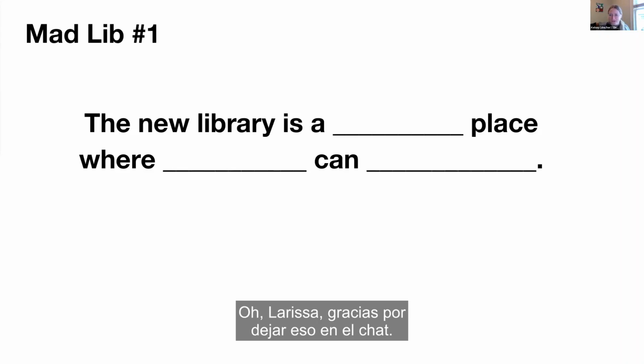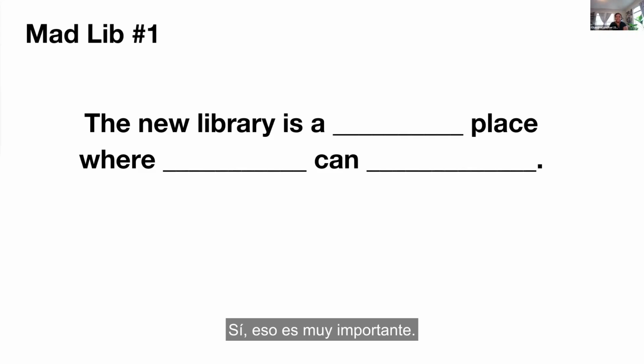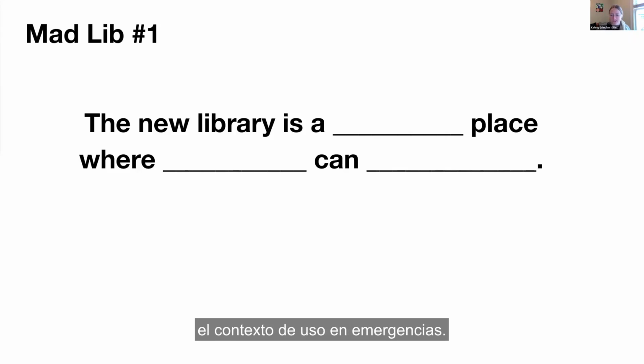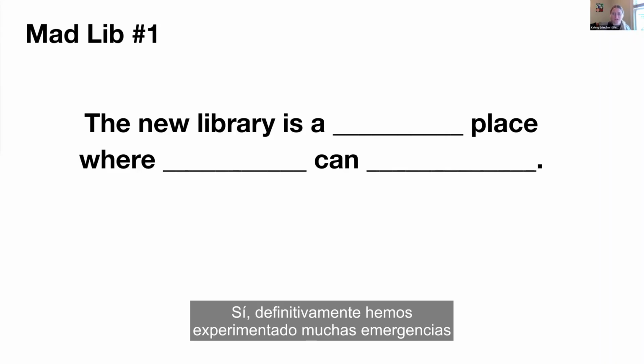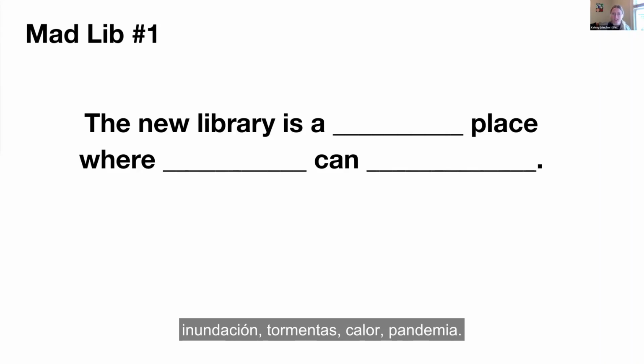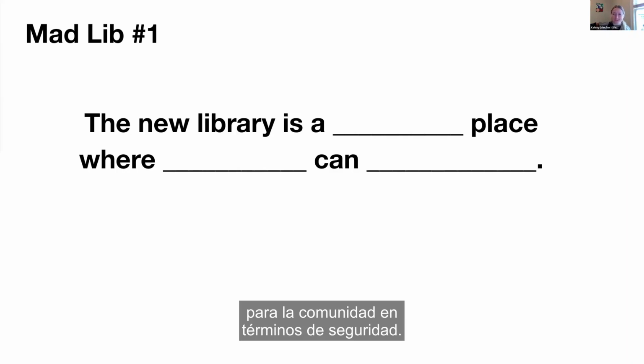Larissa, thank you for dropping that in the chat. Yeah, that's really important, how libraries serve as shelters. Food and books don't mix, but maybe it could be good to consider emergency use context. We've definitely experienced plenty of emergencies the last couple of years with smoke, air quality, flooding, storms, ice, heat, pandemic. There are a lot of things that these libraries need to be prepared to do for the community in terms of safety.